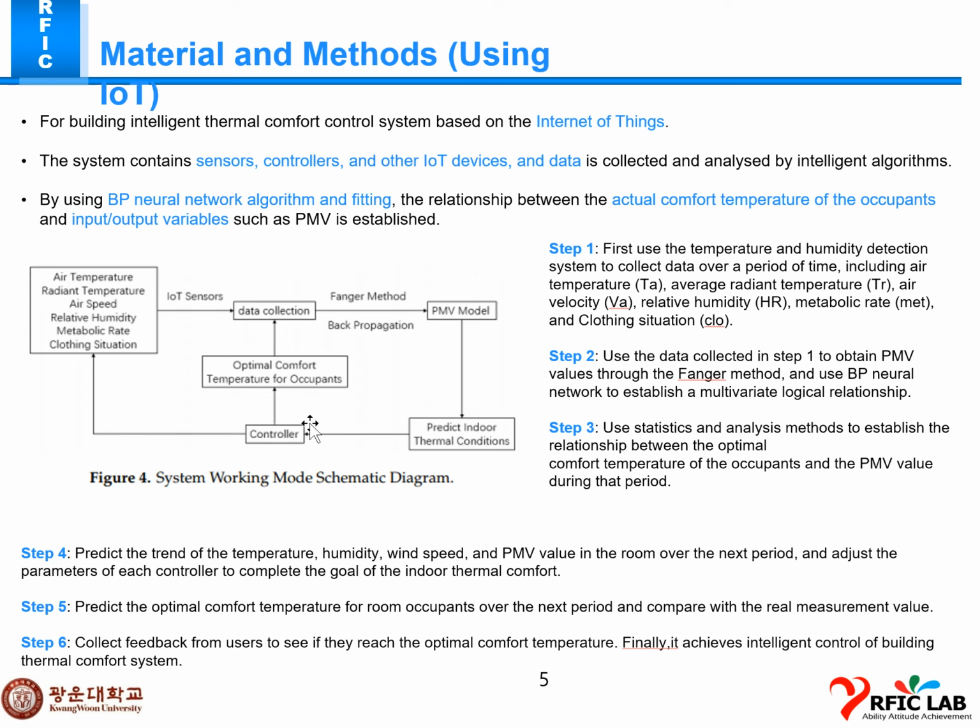Then predict the optimal comfort of the room occupant over the next period and compare it with the real measurement value. Collect feedback from the user to see if they reach the optimal comfort temperature. Finally, it achieves intelligent control of the building thermal control system, which is the final result we want.